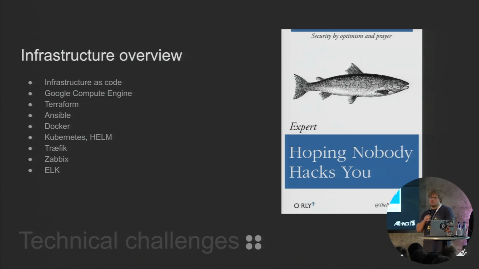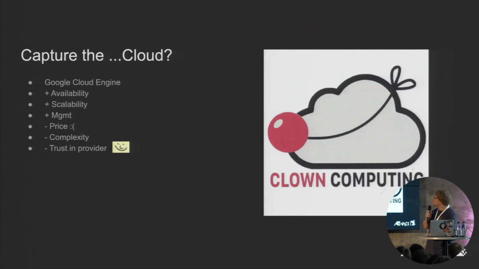We're using Ansible to deploy the tasks themselves, which are Docker containerized. Our website, which is basically another infrastructure, is based on Kubernetes with Helm as a deployment manager. We're also using Traefik as a reverse proxy and Zabbix for our health monitoring. And last, we are using the Elastic Stack for logging.